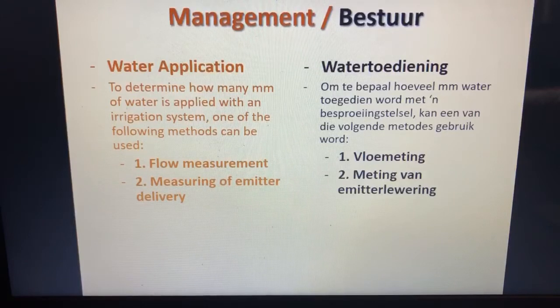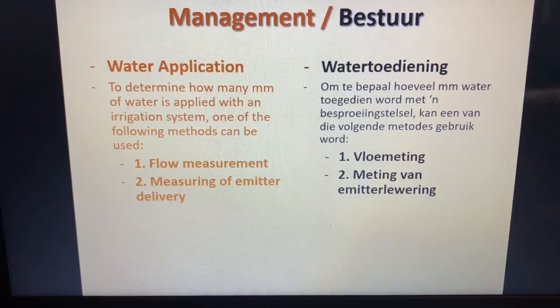So managing irrigation is firstly water application. It's important to know how many millimeters of water is applied with an irrigation system, and that refers to when you are putting on your irrigation for a certain amount of time. It's important to know the volume of water that's being applied, and secondly, especially if you're looking at all your emitters, making sure that all your emitters are delivering the same amount of water, because that's also a way of finding places in your irrigation where you might be experiencing problems.